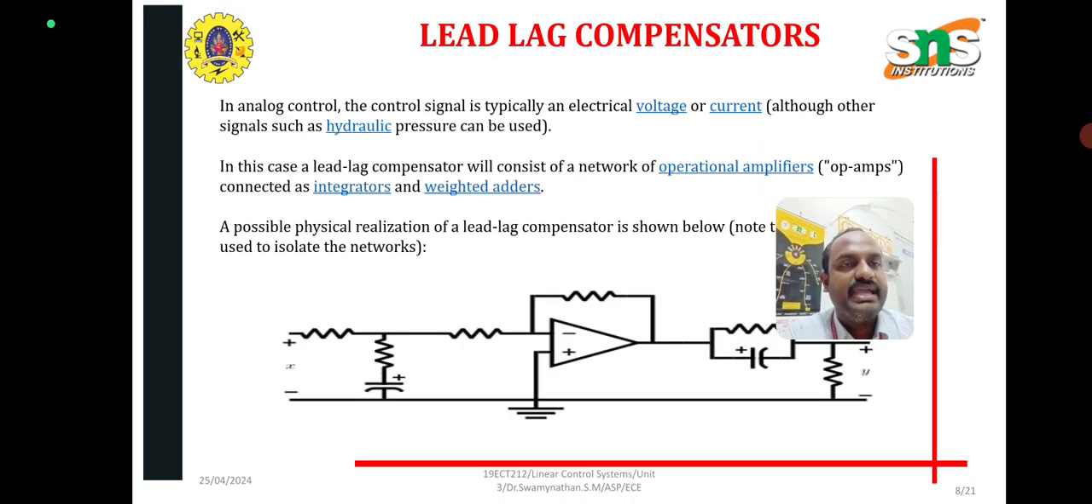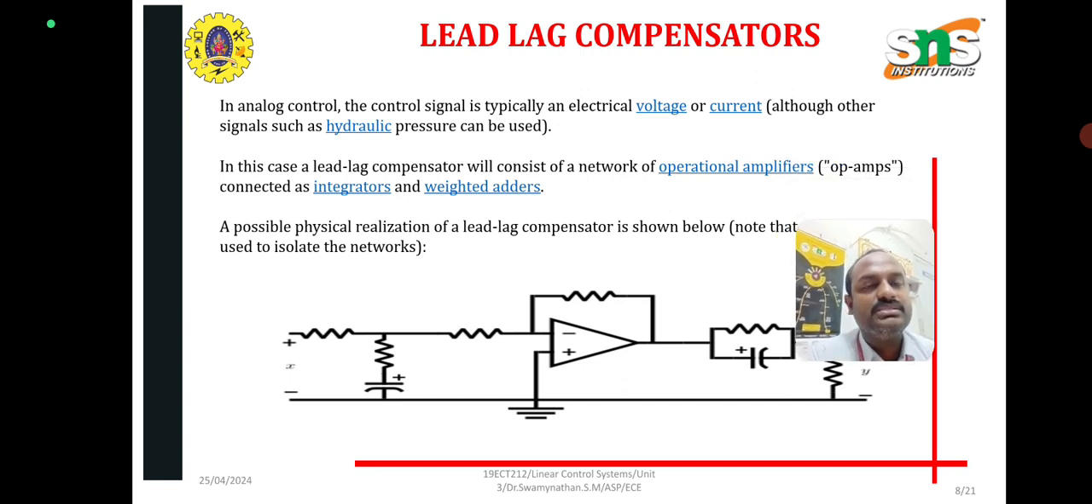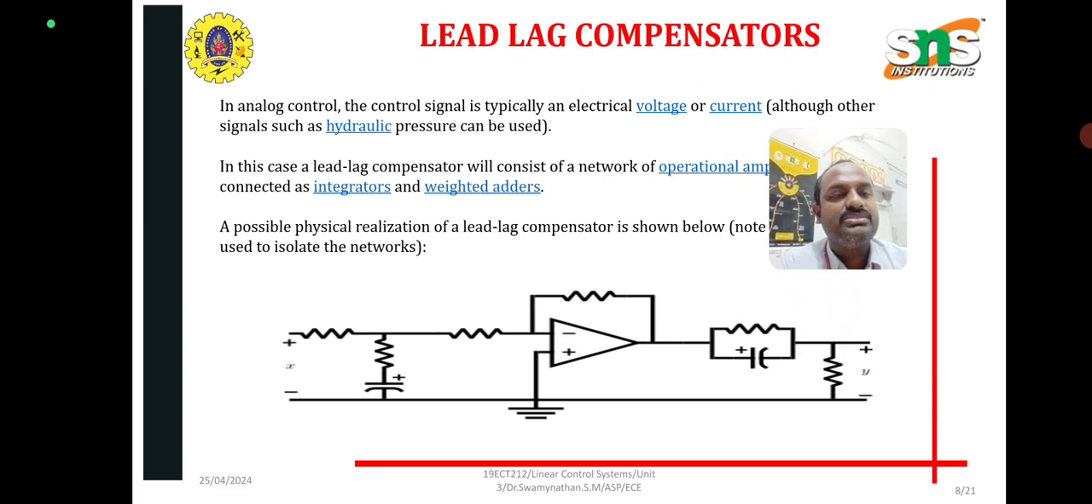Following with the activity, we will discuss the lead lag compensator. In analog control, the control signal is typically an electrical voltage or current, or a hydraulic pressure. In the case of the lead lag compensator, it consists of an operational amplifier, or op amp, connected to an integrator as well as a weighted adder. If it is needed, you can add the weighted adder; if it is not needed, you can remove it.